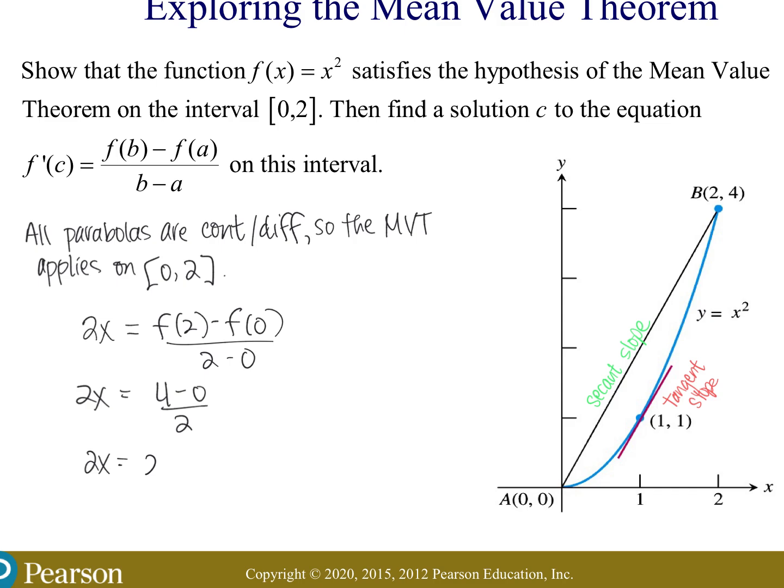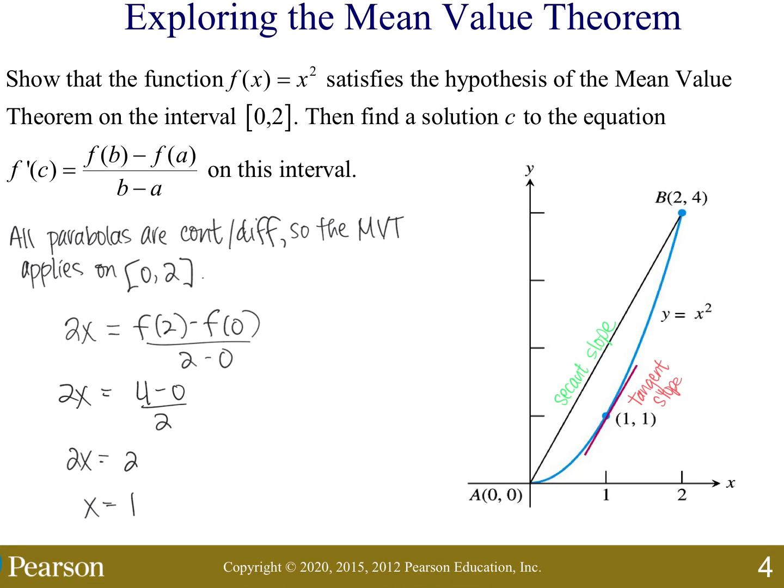So 2x equals 2, so x is 1. And so it's going to be happening at 1 along the x-axis. And the graph does support that at 1, the position 1 satisfies the mean value theorem hypothesis that there will be at least one point that's going to run parallel to the secant slope. So you can visualize it and you can work it out algebraically.